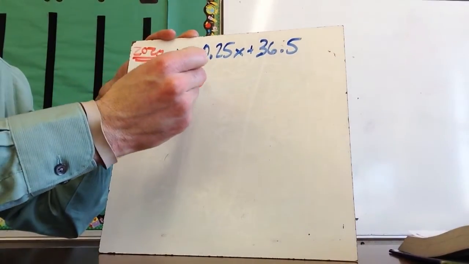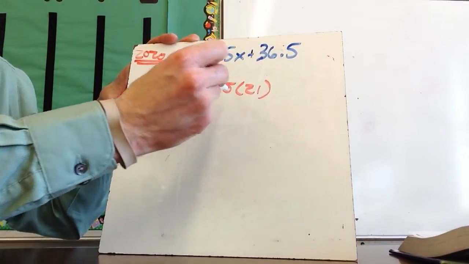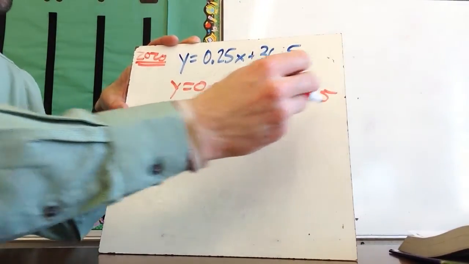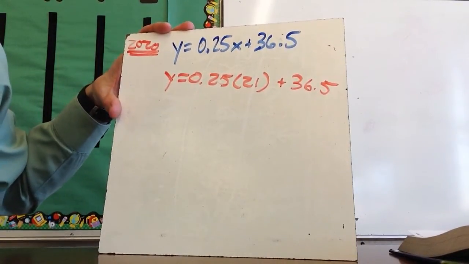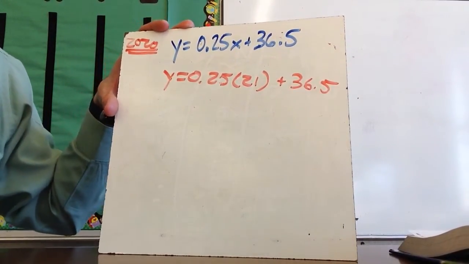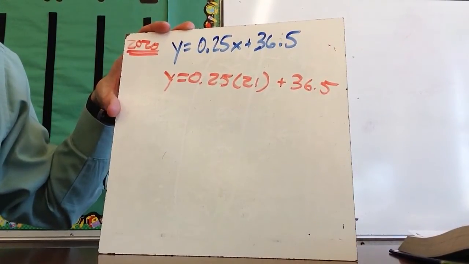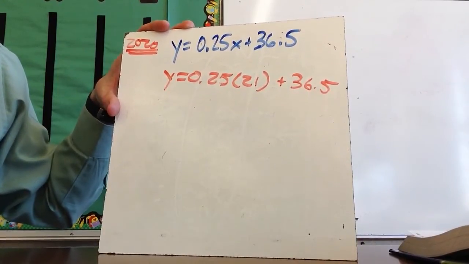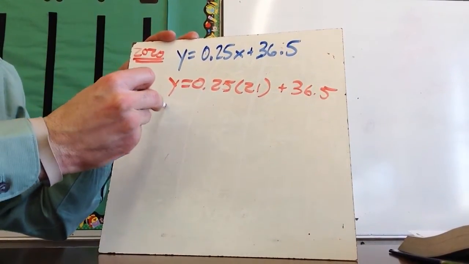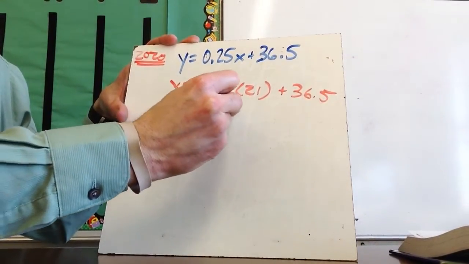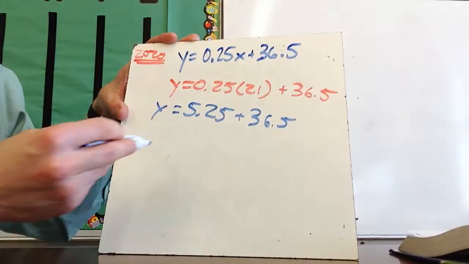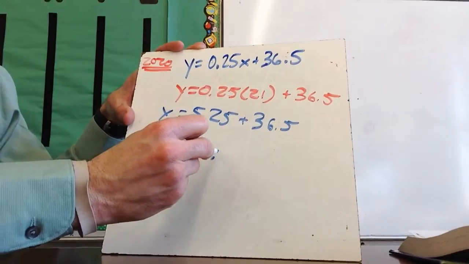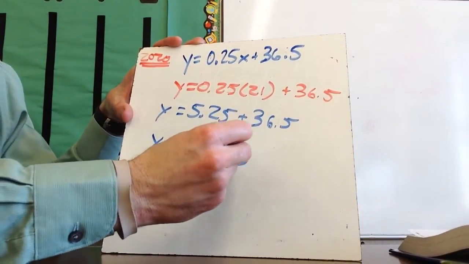So we'd go y equals 0.25 times 21 plus 36.5. Now remember that this answer is in the thousands, right? And so I'm going to go 0.25 times 21, and this is going to give me 5.25. So y equals 5.25 plus 36.5. I'm then going to add these two together, and I should get y equals 41.75.